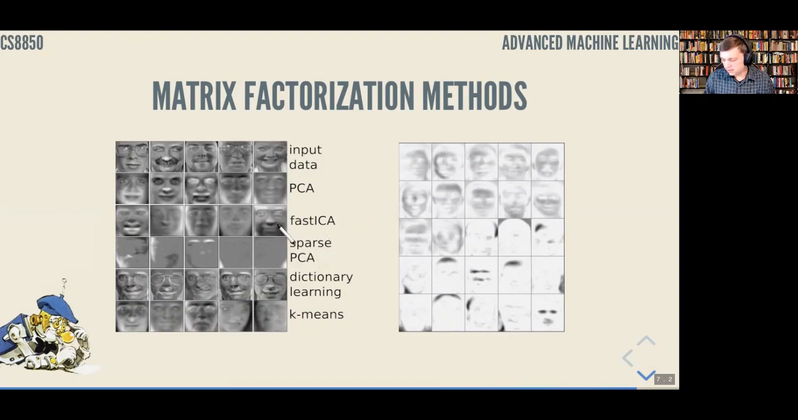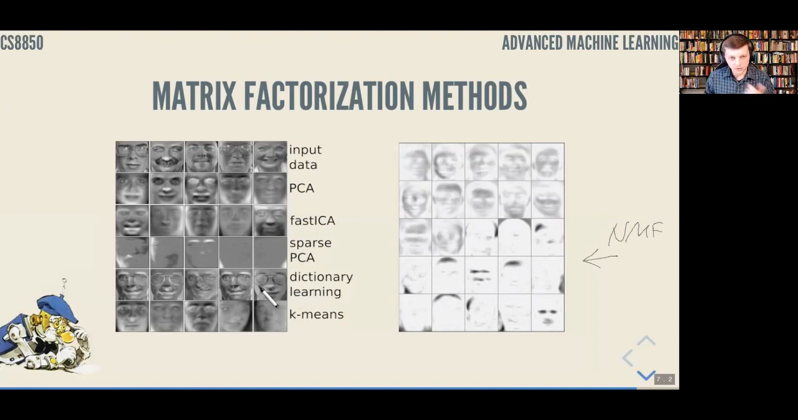FastICA is a little more interesting, a little sparser, but still, you can add sparsity to PCA, and then you get the eyebrows and things like that. This is sparse NMF, I think. Yes, this is NMF. Dictionary learning gives high frequency components.